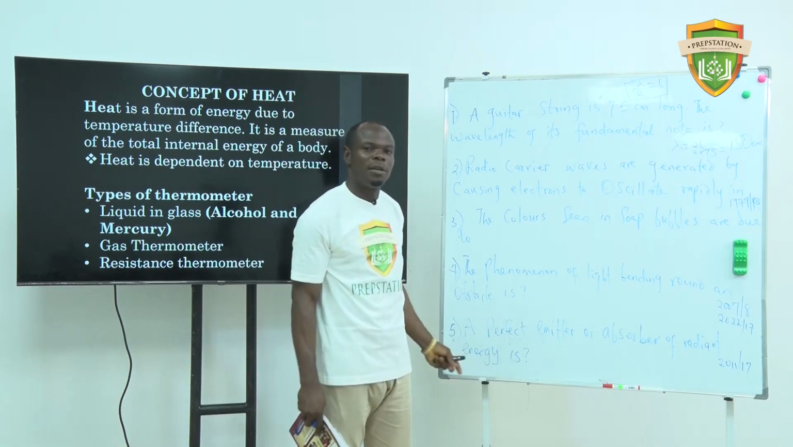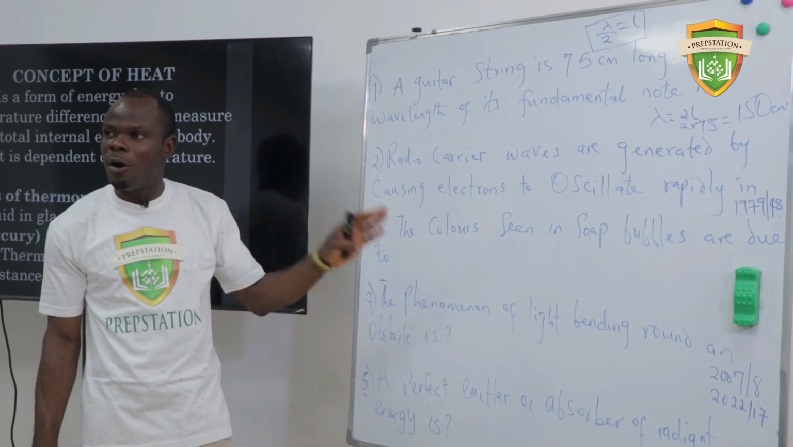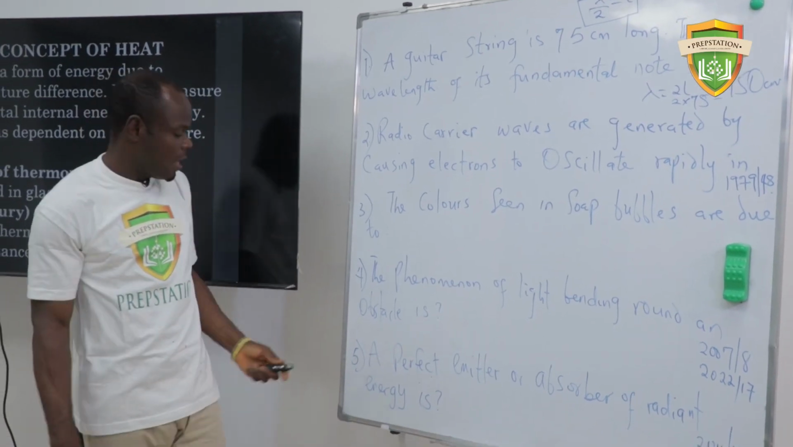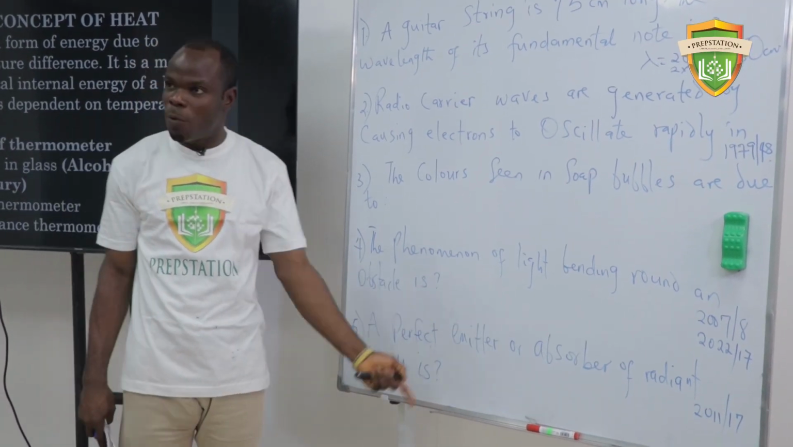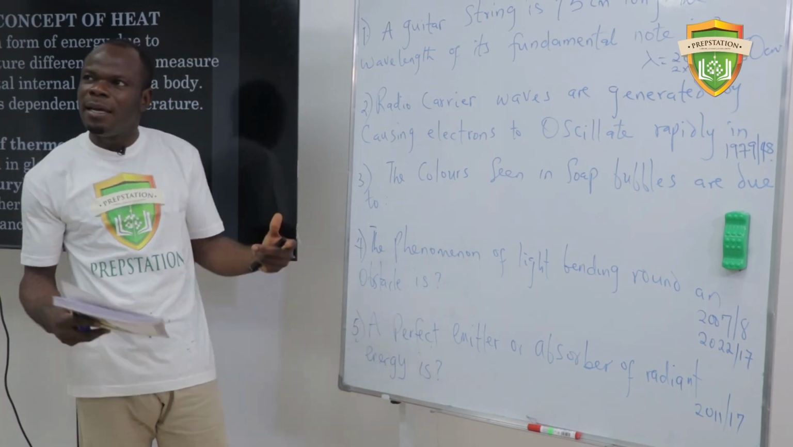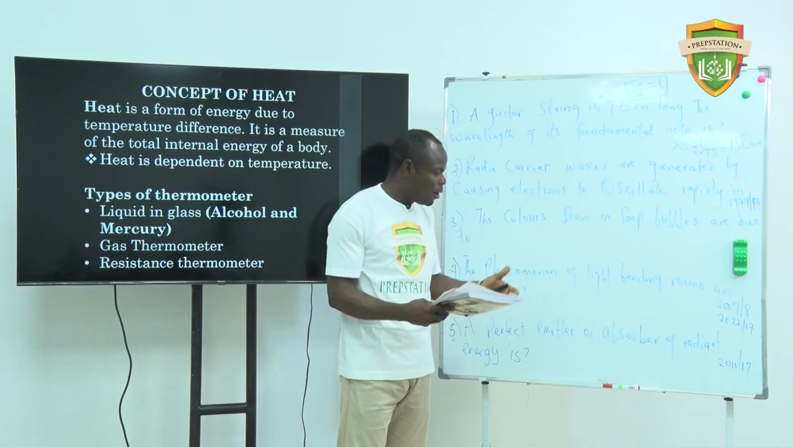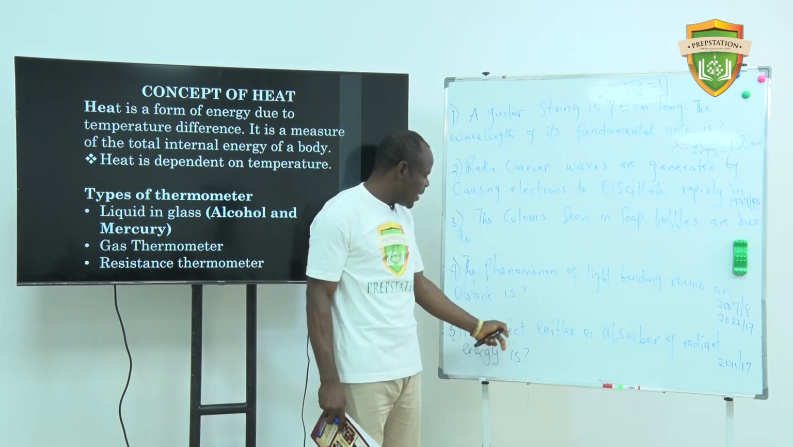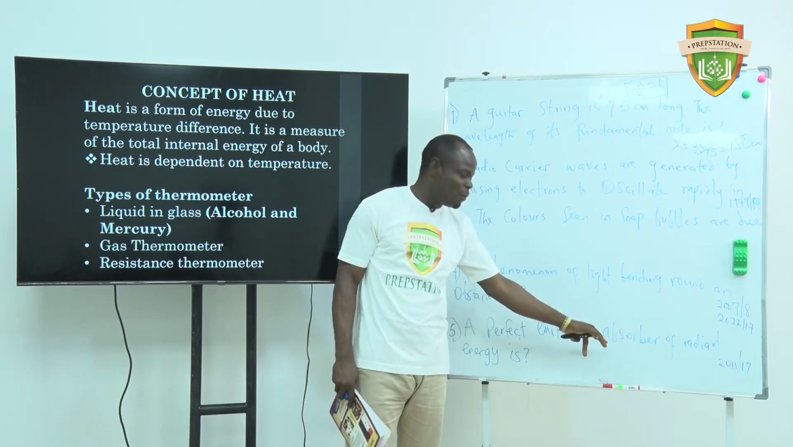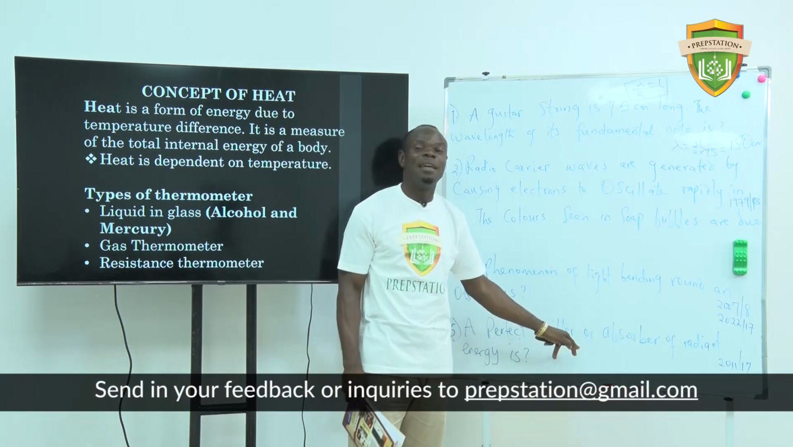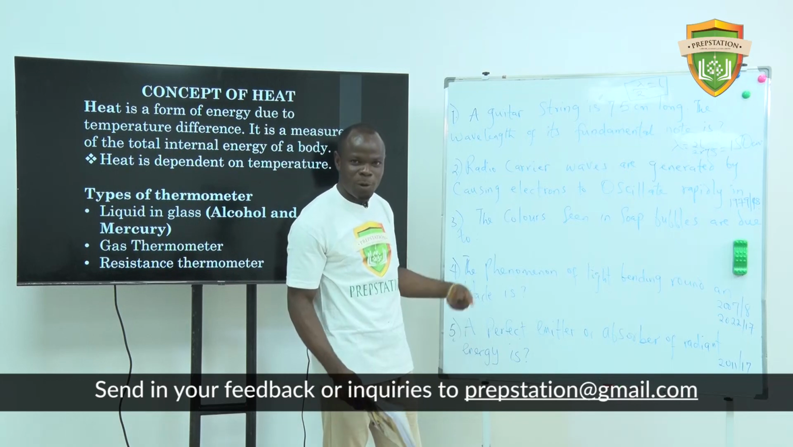So I will take the last question, question 5, in order to support this concept of light and waves in general. It says, a perfect emitter or absorber of radiant energy is what? Indirectly, we are talking about colors. Is it a white body? A red body? A conductor or a black body? The color that absorbs easily and emits easily is definitely black. So black is the correct answer to such a question, and it's always repeating itself.